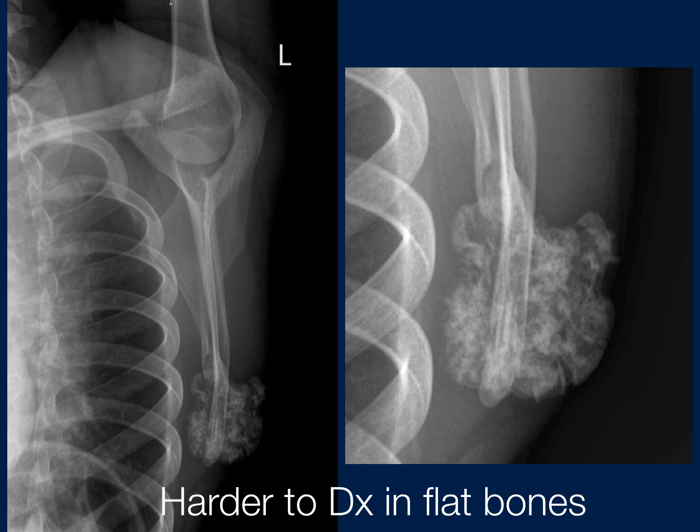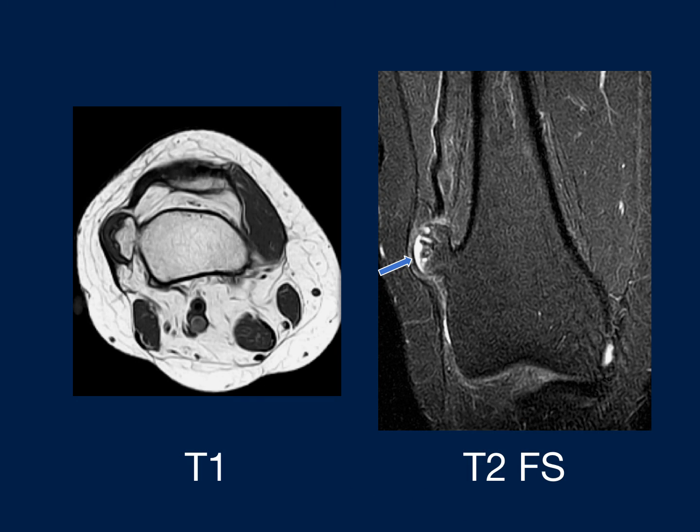And while they're usually easy to diagnose in long bones, when in flat bones they can be harder to diagnose, but they're less common in flat bones. The MRI shows what the cartilage cap looks like. One sign of malignant transformation is thickening of the cap, but you'll need an MRI for this. The risk for malignancy is actually low for solitary osteochondromas. It's about 1%. It is higher for hereditary types with multiple lesions.